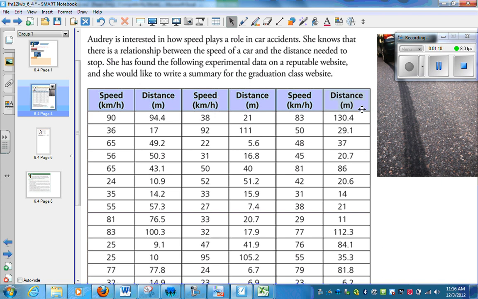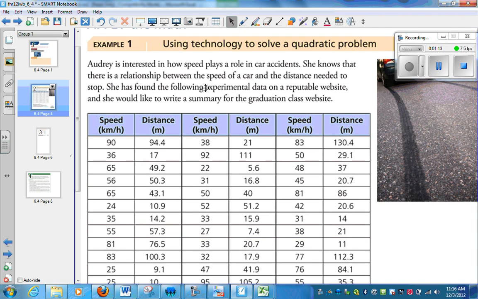Okay, those of you in physics, and I talk about physics because I'm a physics teacher as well: speed and distance needed to stop. When you stop, that's negative acceleration. And if you know anything about acceleration, you might already have a clue about the relationship between speed and distance. You might see that relationship.